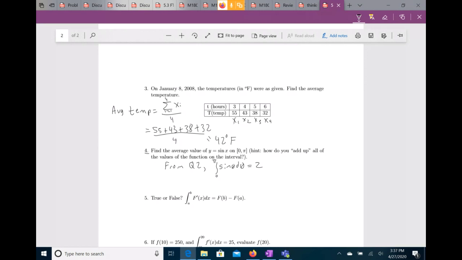Okay, in a continuous case we're trying to do sort of the same thing. We're trying to add up every value and divide by the number of values we add up, but since it's continuous, there's infinitely many. So the continuous analog is, rather than taking a sum, you take an integral. Recall, we define an integral as a limit of sums.